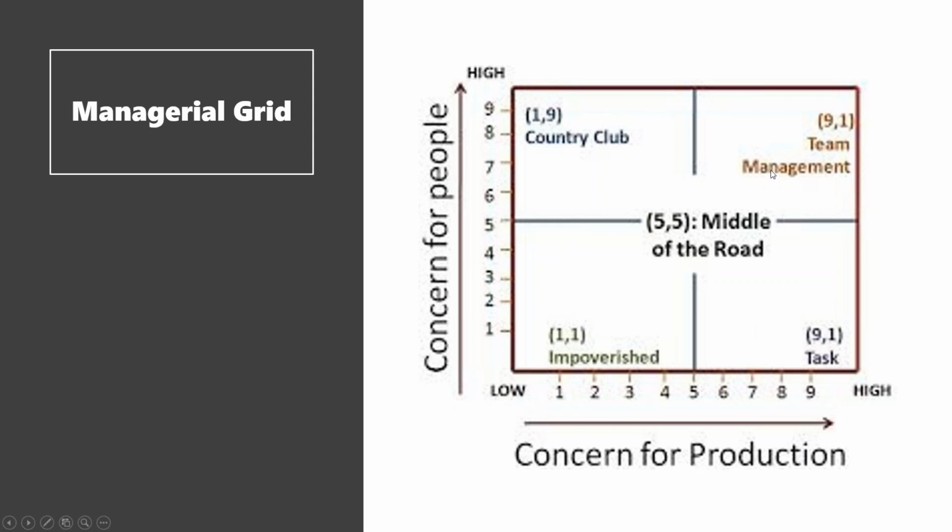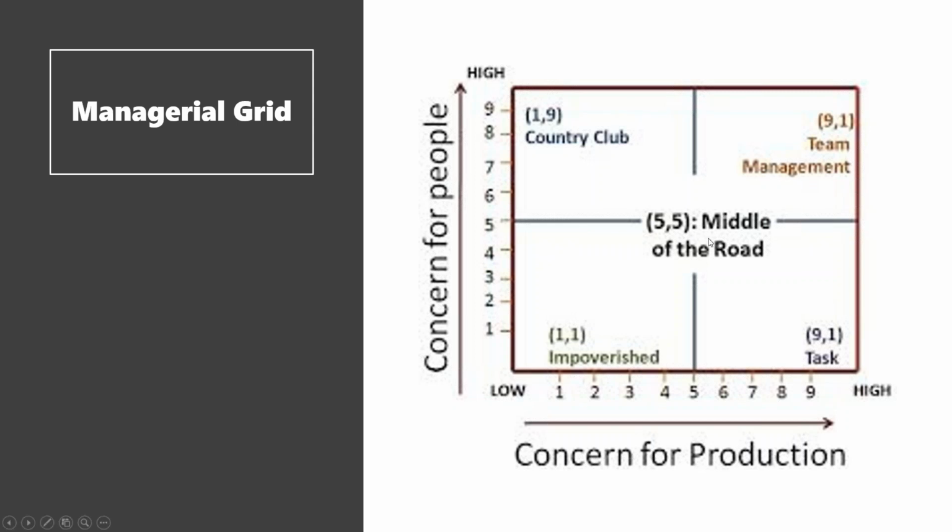So the final one here, which may seem to be the ideal one, is team management. Now, this is where there's a high concern for people and a high concern for task. And so we've got an equal weighting there with a strong emphasis on both. Now, you might think, well, that's the best one there, surely. Well, it is in most cases.